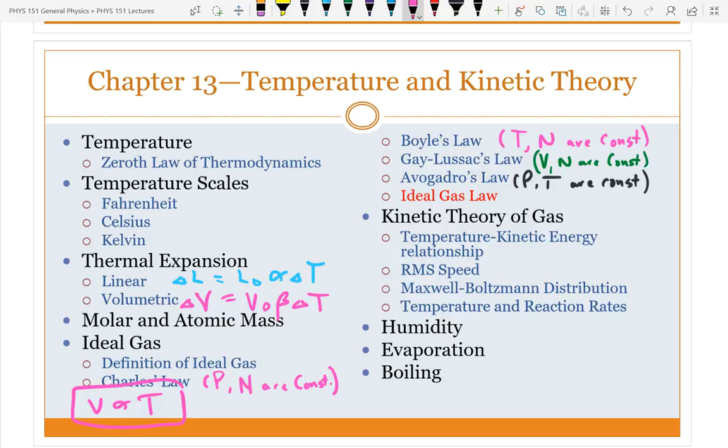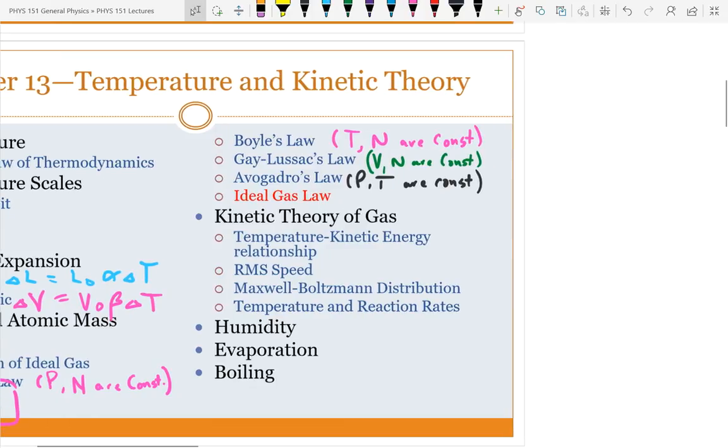And then Boyle said, well, what happens if we keep the temperature constant, and we let the pressure and the volume change? And what he found there was pressure is inversely proportional to volume. And then Gay-Lussac said, well, what happens if we hold the volume constant and the number of molecules?